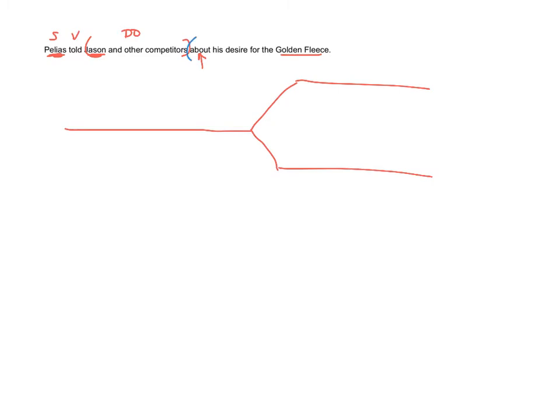So Peleus, that's going to be my subject. What did he do? Well, he told. Who did he tell? He told Jason, but he also told the other competitors. So that whole thing is a direct object. That means I'm going to have subject, verb, and then it's going to split into two different direct objects. Now I've got this little relationship word, about. That is a preposition. It's going to start a prepositional phrase. I'm looking for the noun that ends it. His, not a noun. Desire. Yeah, the desire. That's a noun. It's a thing. It's a feeling.